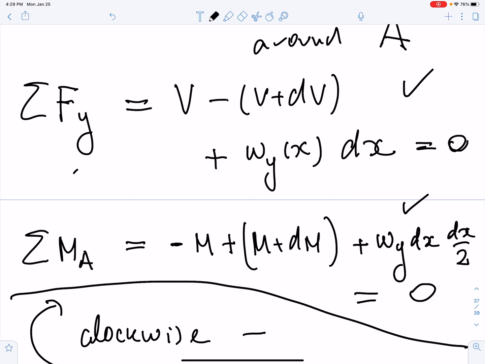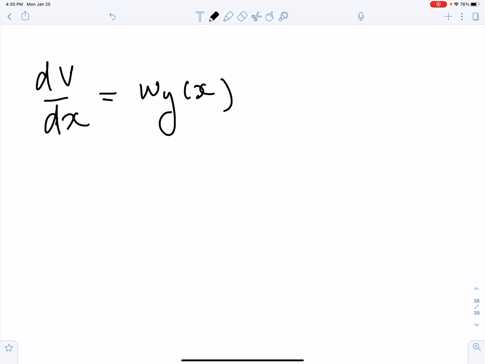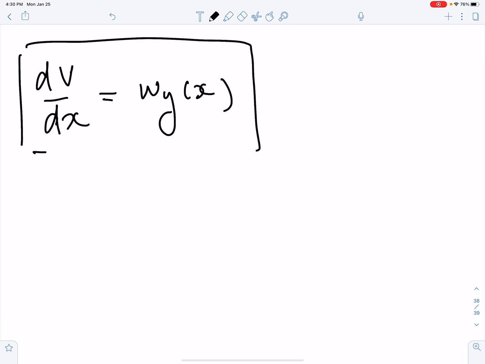So first, let's focus on the force equation. We can see a very natural cancellation of V. This V will cancel with this one. As a next step, we can just go ahead and divide through by dx. Once we do that, the first relationship emerges: dV/dx equals Wy of x. So the spatial rate of change, or the derivative of the vertical force with respect to x, is equilibrated by the distributed load Wy. This is the first equation.